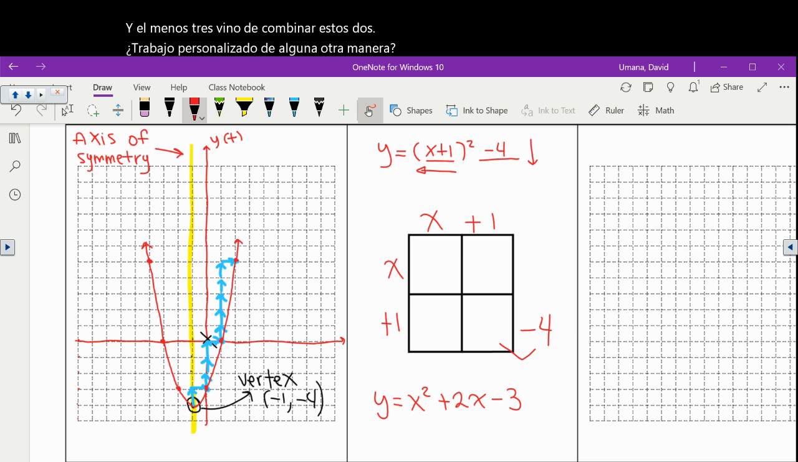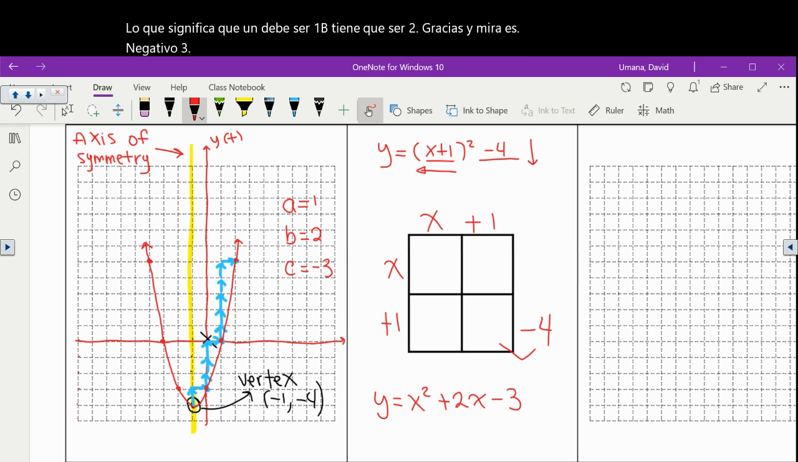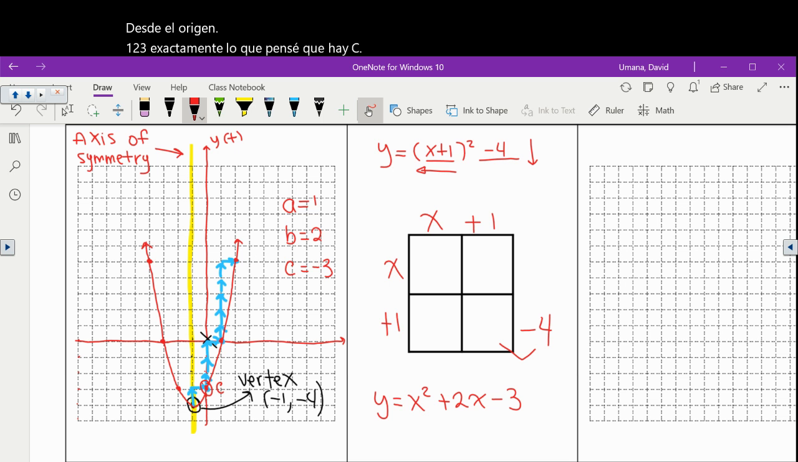Which then means that A must be 1, B has to be 2, and C is negative 3. From the origin, 1, 2, 3. Exactly what I thought. There is C. I go across 2 spaces, so B equals 2, and it goes the opposite way. So everything matches. Questions?